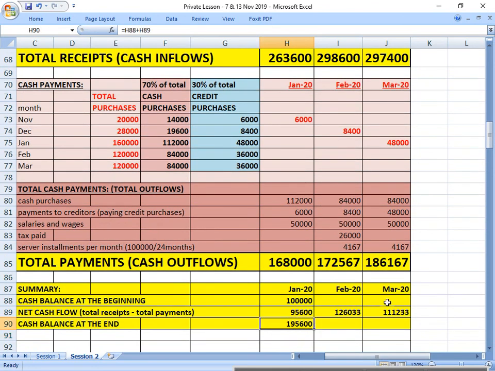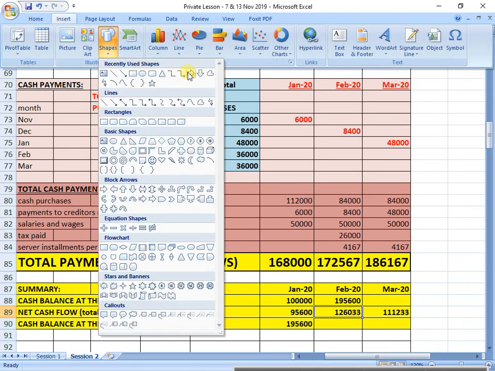If I end January with 195,600, what am I going to start February with? 195,600, the exact same amount, right? What you end January is what you start February, because that's the continuous time frame, right?